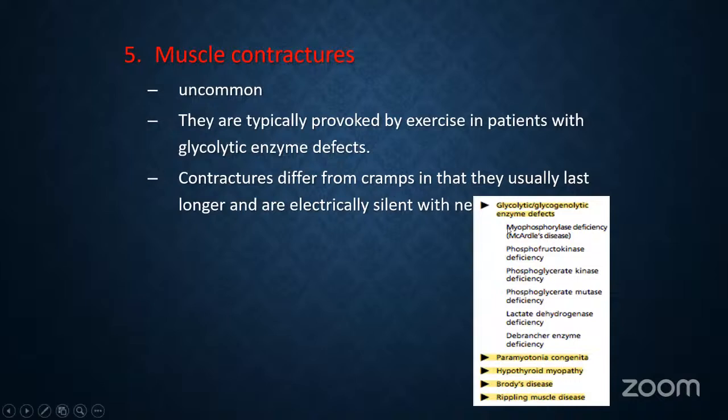The myopathies which present with muscle contractures are glycolytic or glycogenolytic enzyme defects, that is myophosphorylase deficiency, PFK deficiency, PGK deficiency, phosphoglycerate mutase deficiency, LDH deficiency, and debranching enzyme deficiency. And paramyotonia congenita, hypothyroid myopathy, Brody's disease, and rippling muscle disease.